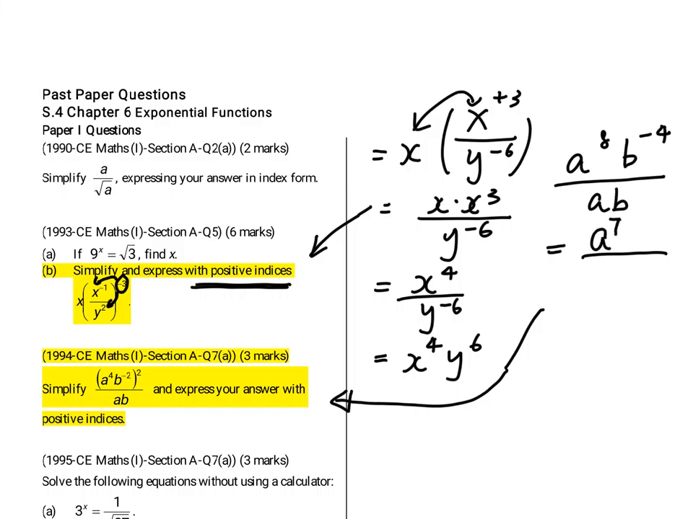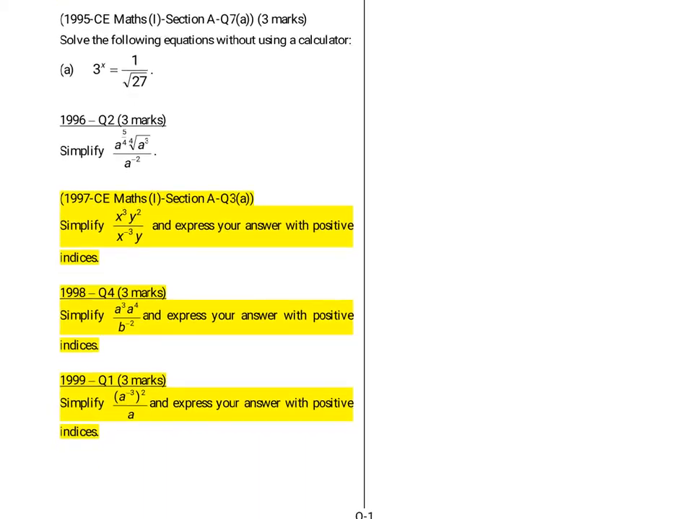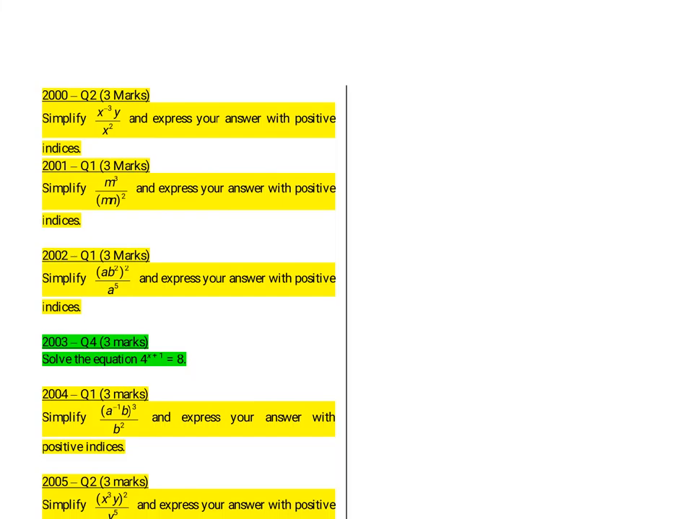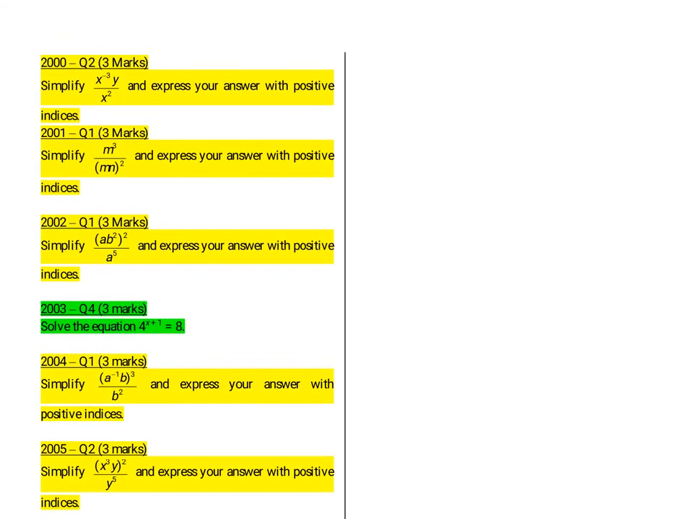And then for b, here you have negative 4. If you want to make it positive, that means you have to put it in the denominator, and then you copy the b, so you will have a to the power 7 over b to the power 5. So this is the first two questions. And then for the rest, I think it should be very similar, so you can do the questions on your own. And then the next part is very similar, so again, I think you can do it yourself.